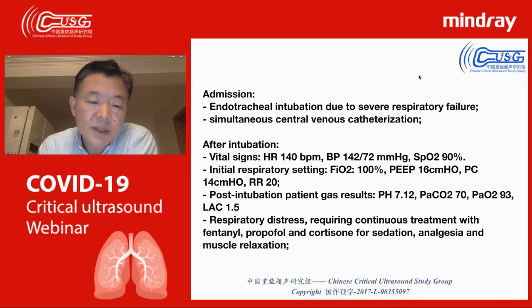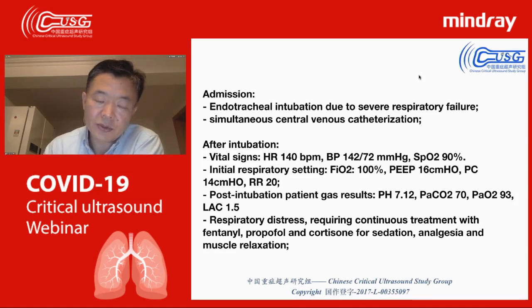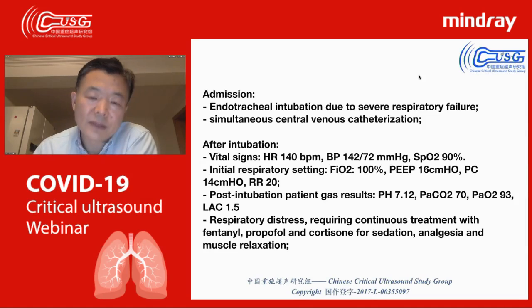So the patient still had very strong respiratory stress. So the doctors decided to give the patient fentanyl, propofol, and other drugs to control the patient's condition, and even used some drugs to relax the muscles.